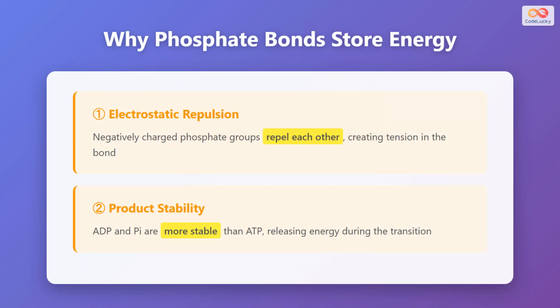But why do phosphate bonds store so much energy in the first place? There are 2 main reasons. First, electrostatic repulsion. Phosphate groups are negatively charged, and when 3 of them are packed together in ATP, they strongly repel each other. This creates tension in the molecule, like a compressed spring. Second, product stability. When ATP is hydrolyzed into ADP and inorganic phosphate, these products are more chemically stable than ATP itself. The transition from a less stable molecule to more stable products releases energy, which the cell captures and uses.